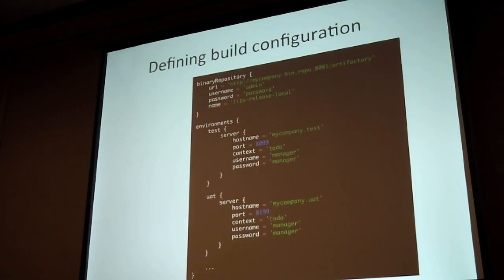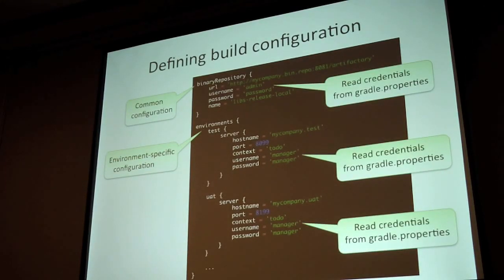And here you see up there we have one configuration block that defines the binary repository. So it's very expressive. You can give it a URL, username, password, and the name of the repository. For later, we can also see there are some environment-specific settings here, and these define the servers that we want to deploy to. So these could be different.